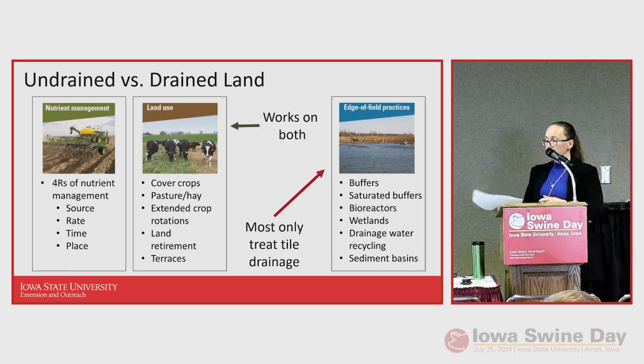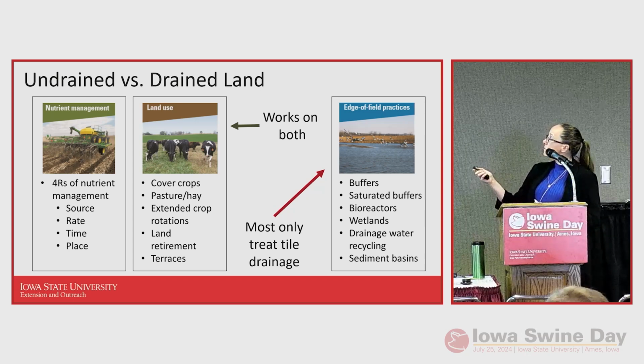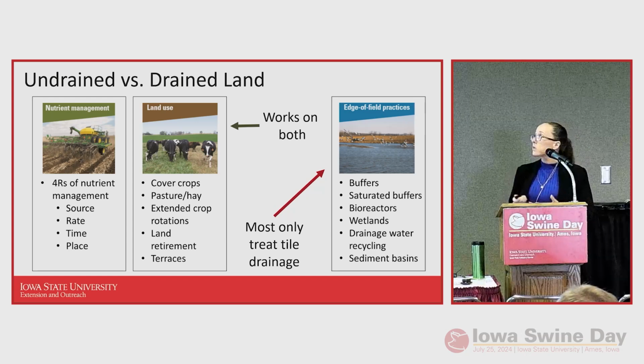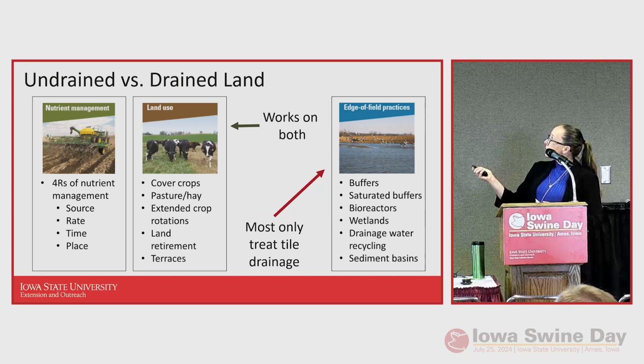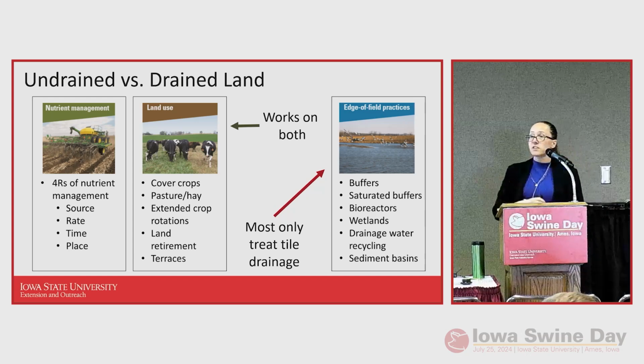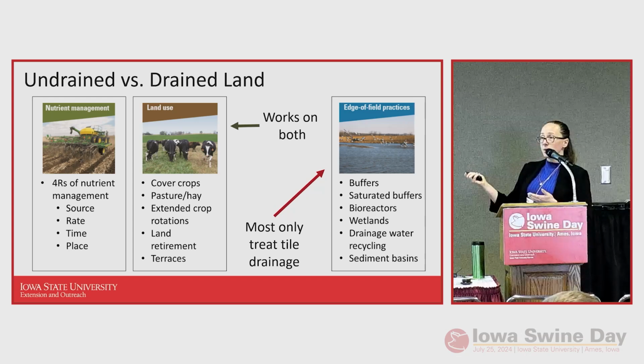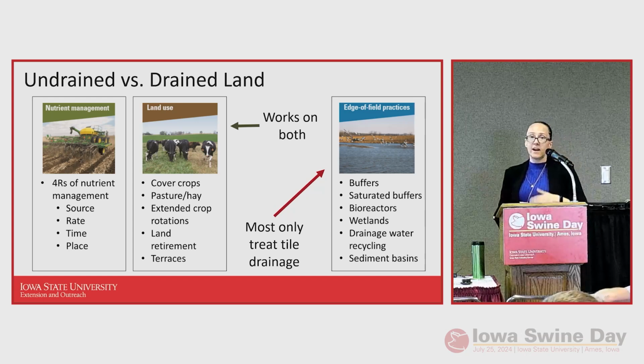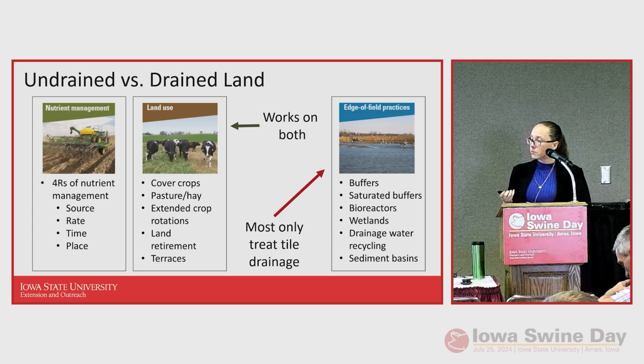And for the most part, on our undrained land, we can use nutrient management or land use changes. On our drained land, we can also use a lot of these edge of field practices. These edge of field practices, especially the saturated buffer, bioreactor, and wetland, capture the tile drainage in order to treat it. If you don't have tile drainage, you can't really put these in. Sometimes wetlands, depending on the area, but for the most part, you can't really put these in as a nitrogen treatment without the tile drainage.